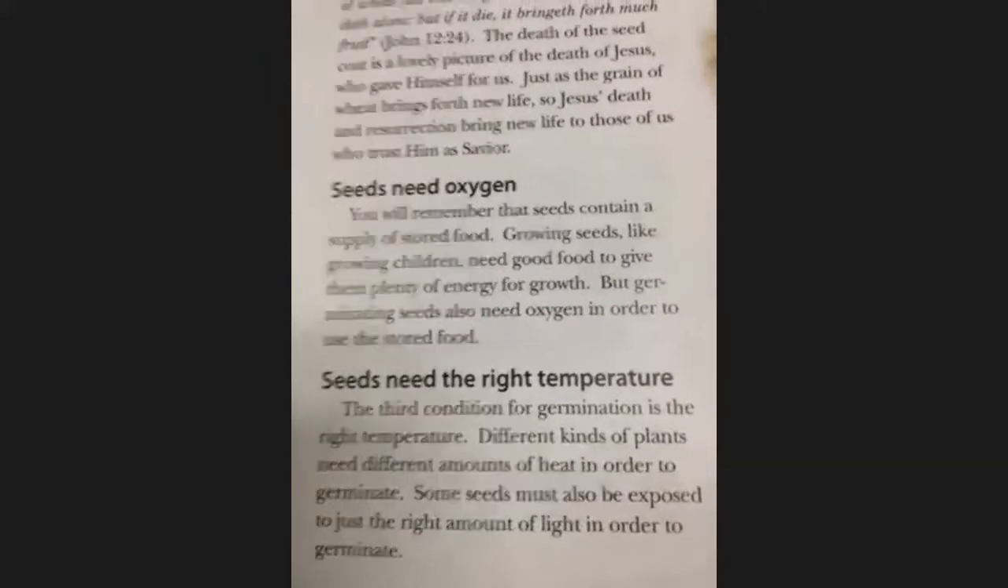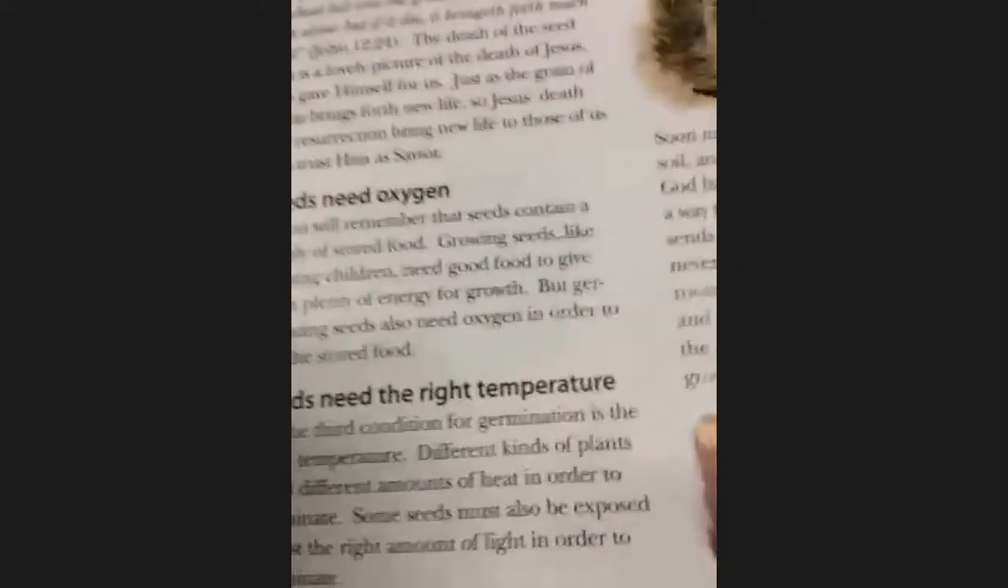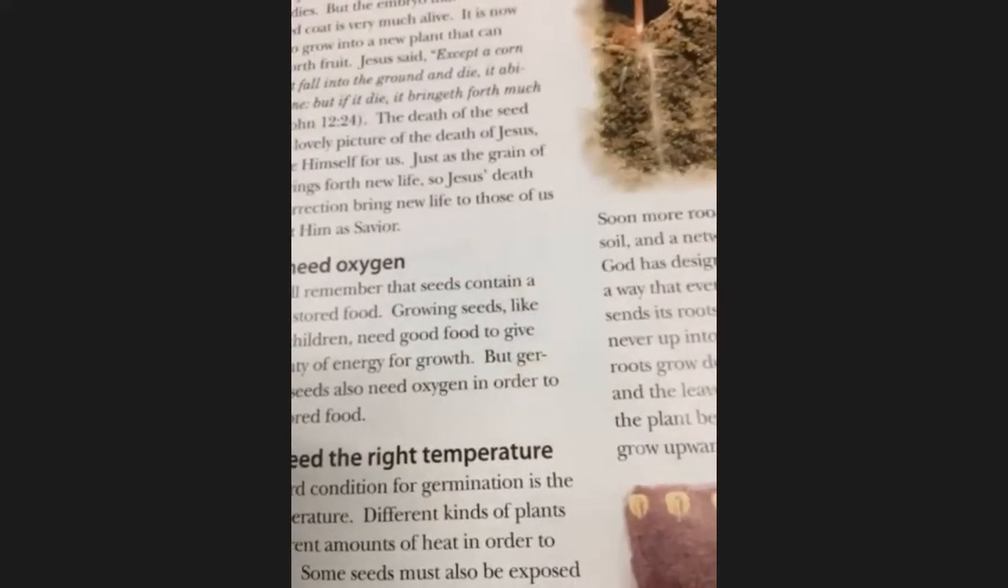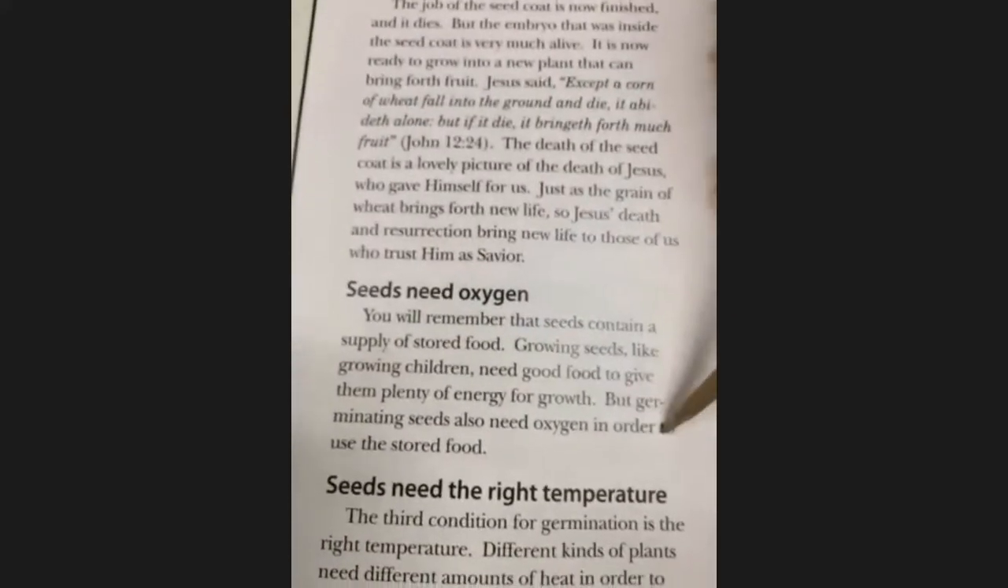Seeds need the right temperature. If it's not the right temperature, the seed won't grow either. If it's too cold, it won't. If it's too hot, it won't. You don't want it burning. And depending on the seed, they germinate at different temperatures. So for example, a cold weather crop like broccoli is going to germinate and grow better at a cooler temperature. Whereas if you're taking cotton or that kind of thing, it's going to want something warmer.